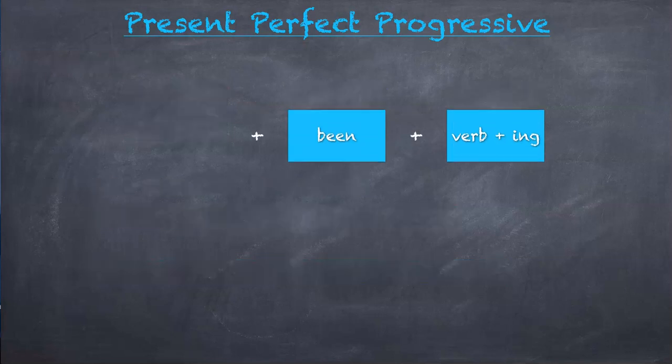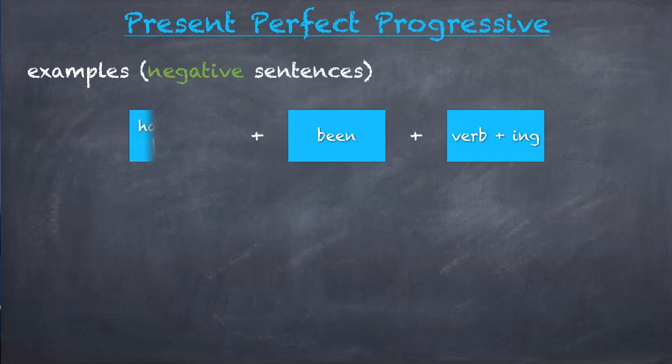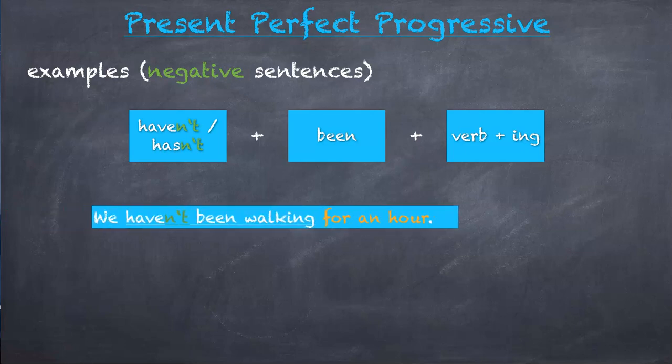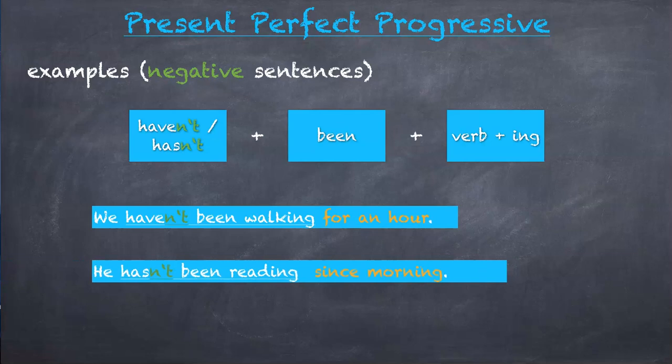Let's look at negative sentences too. Here the structure remains almost the same. The only difference is you use haven't or hasn't in the beginning. You can also do it in the long form, have not or has not, but then that is unusual. Usually you use haven't or hasn't. Here we have two examples. We haven't been walking for an hour, or he hasn't been reading. Again, haven't or hasn't been verb plus ing, and two different signal words.